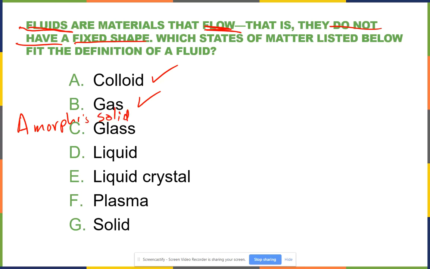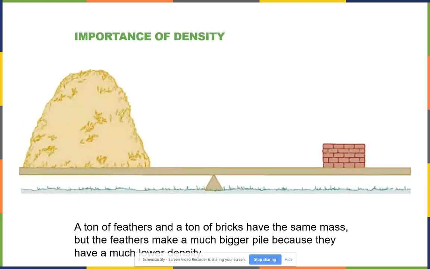And so solid doesn't flow. Liquid, does that flow? Yes. How about liquid crystals? Yes, because they're still liquids. What about plasma? Yes. What about solid? No. Okay, so there we've got it. Most of these things are fluids. That's what we're studying here when we talk about flowing things. Anything that flows is a fluid.